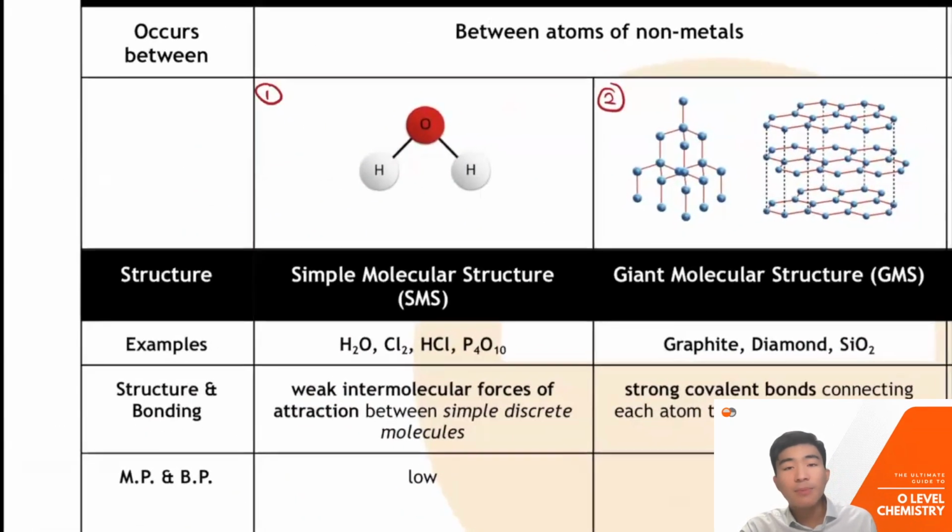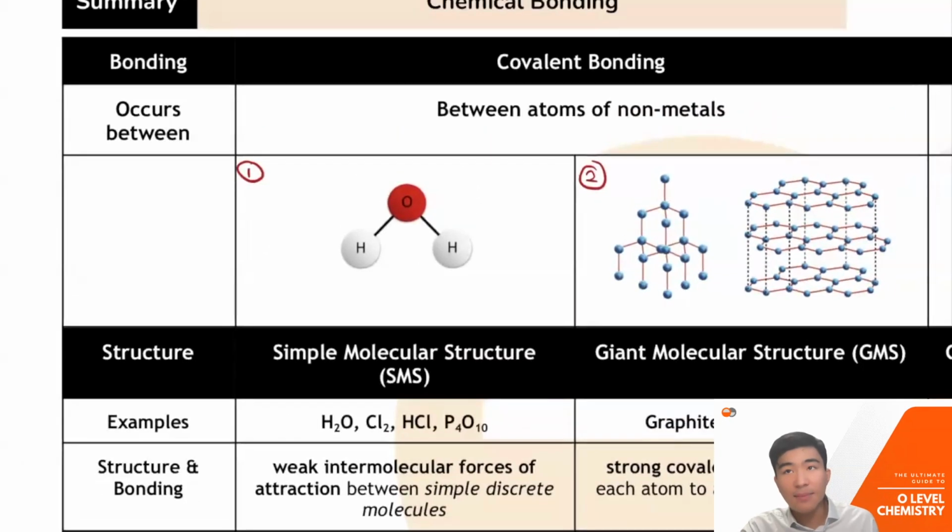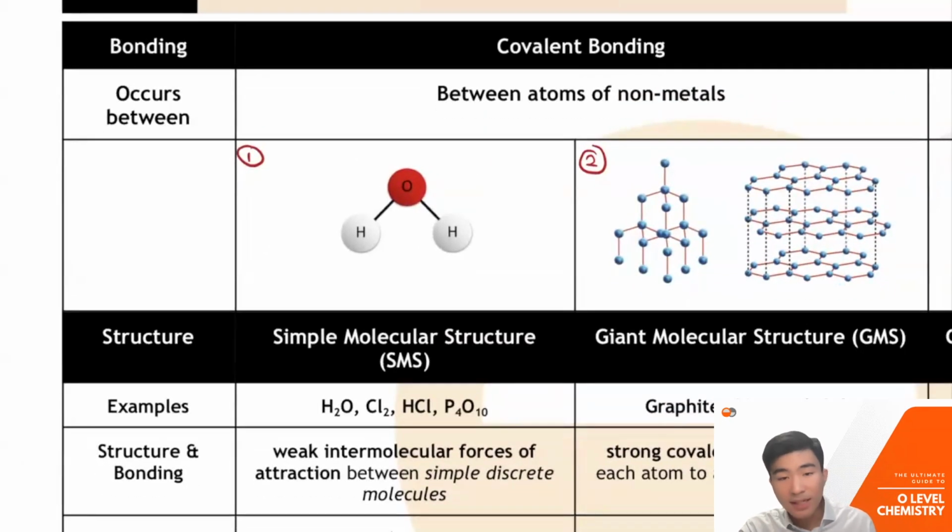Now, which molecules undergo SMS? Water, chlorine, HCl, P4O10. These are examples of simple molecules. That means that they exist as discrete molecules that are floating about. They do not form a large molecule.